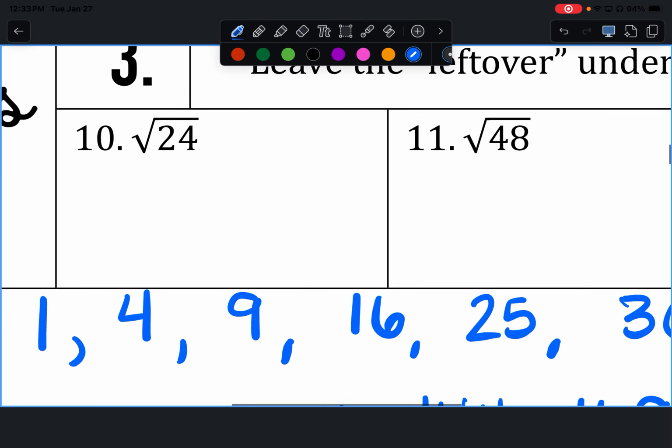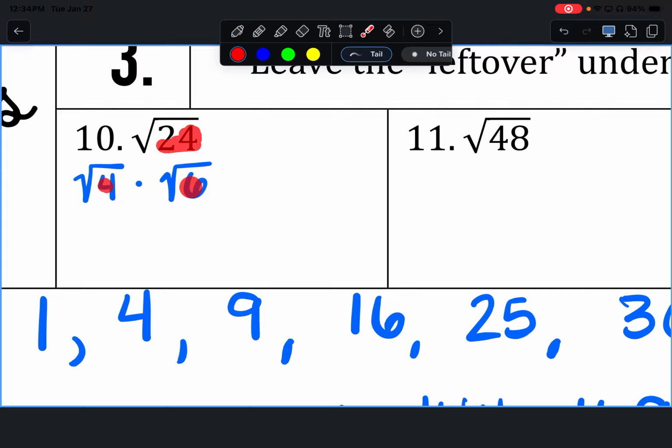Okay? Now, 4 times what is 24? 6. So we have the square root of 4 times the square root of 6. All we're doing is rewriting this as two things that multiply to give us 24. Okay? And what is the square root of 4? And can I take the square root of 6? No. So I just bring down the square root of 6. And so we simplified that square root to 2 root 6.